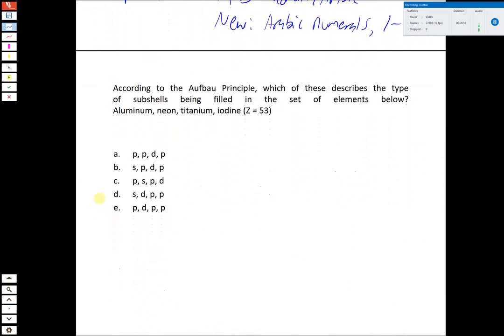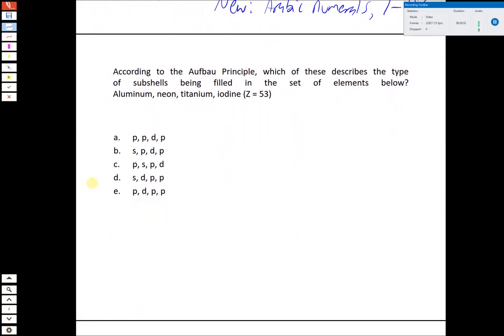All right. This question, I think, we didn't do so hot on it, but I think part of it was just that it was worded pretty poorly. So according to the Aufbau Principle, which of these describes the type of subshells being filled in a set of elements below? Aluminum, neon, titanium, iodine.